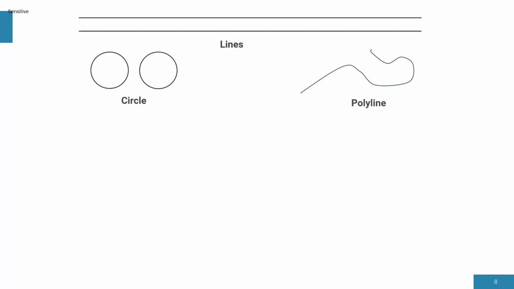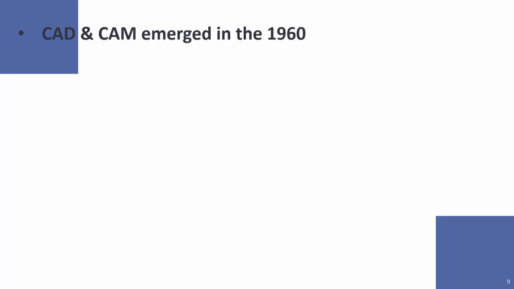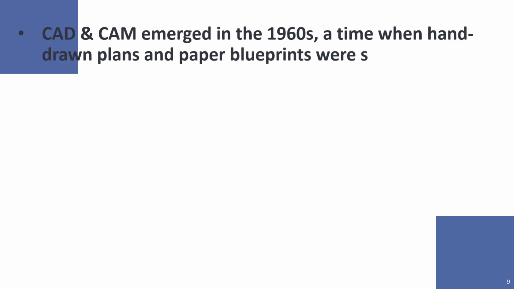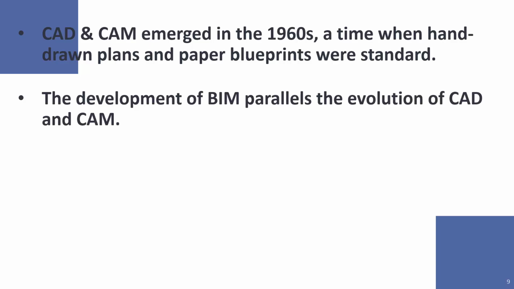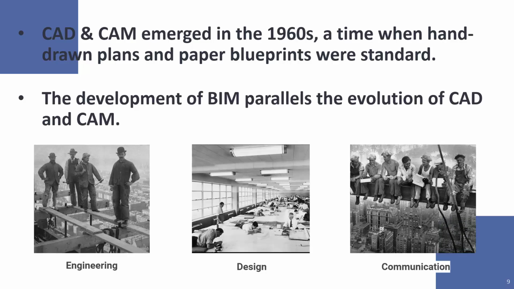To make it simple, instead of drawing lines, circles or polylines as in CAD, we now create elements such as walls, doors, windows, floors, ceilings, staircases, and so on and so forth. Computer aided design and computer aided manufacturing emerged in the 1960s, a timeline when hand drawn plans or paper blueprints were standard. The development of BIM parallels the evolution of CAD and CAM, which have progressively transformed engineering, design, and project communication across almost every industry.